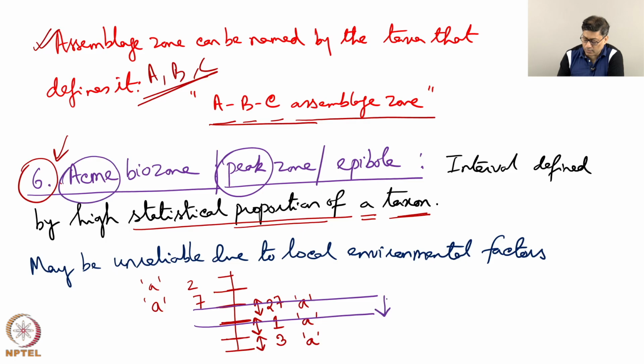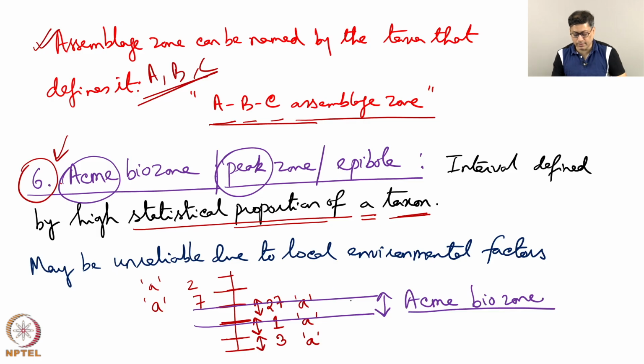So, this may be called an acme biozone, not always, but we have to check whether this zone can be correlated, whether this time range is short. But note that sometimes it may be unreliable due to the local environmental factors. What does it mean? The environmental factor may not be suitable for an organism to reproduce and proliferate in number. In that case, it will not be high in number, and the acme biozone cannot be correlated from one basin to another.